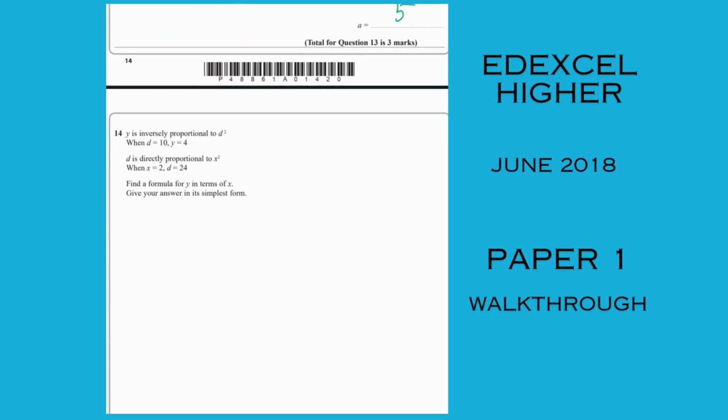These are very, very popular. I think going through these papers, I've done these connected proportionality questions at least 4 or 5 times now. This must be at least number 5. So, as soon as you've got connected, I like to work on one then the other. So, Y is inverse proportion means over. And it goes on to the next bit. So let's carry on working down the left-hand side. When D is 10, Y is 4.